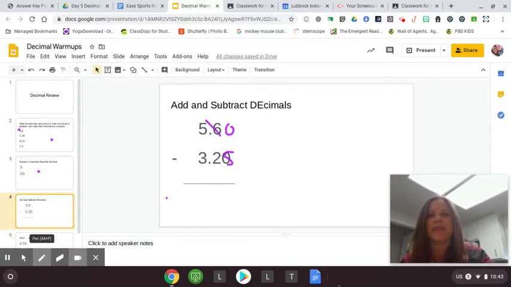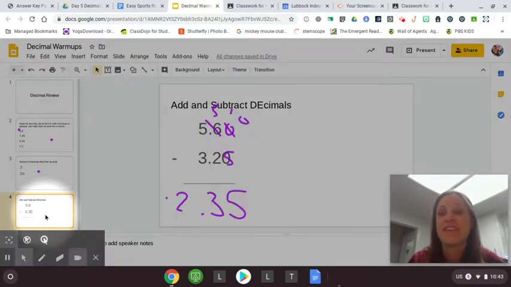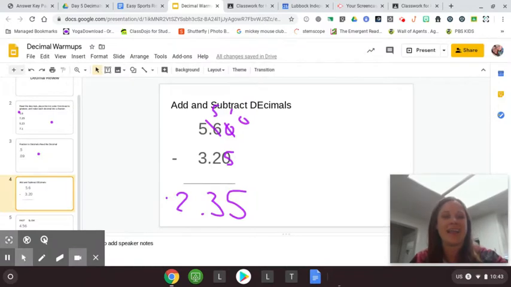So this 6 would become a 5, and this 0 becomes 10. 10 minus 5 is 5. 5 minus 6 is 3, and 5 minus 3 is 2. All right, and then you could add to check those if you were really good kiddos. That would be a perfect thing to do. All right, let me go to my last slide.